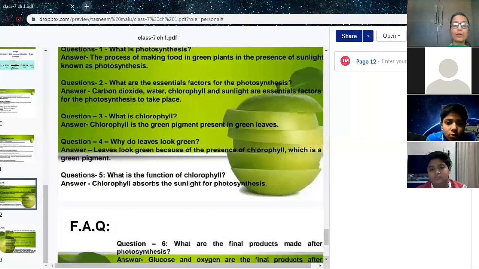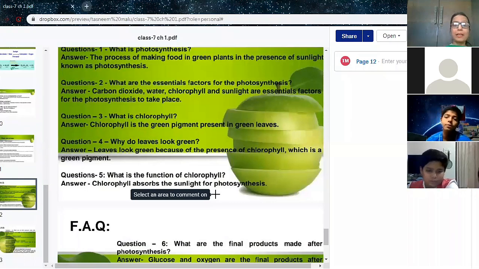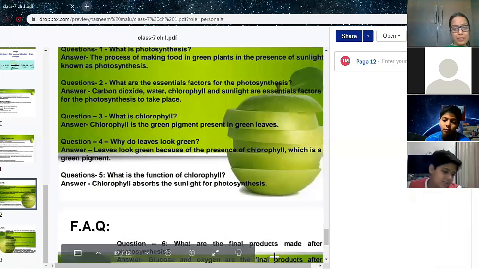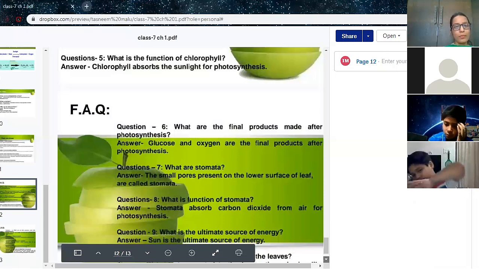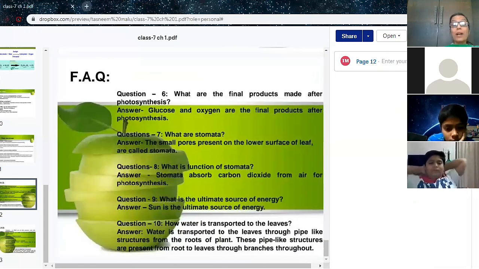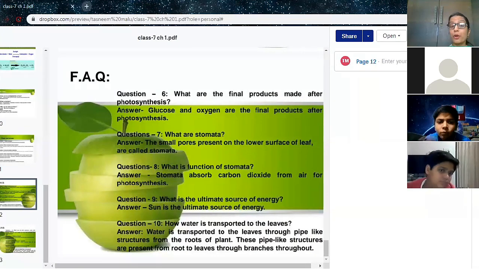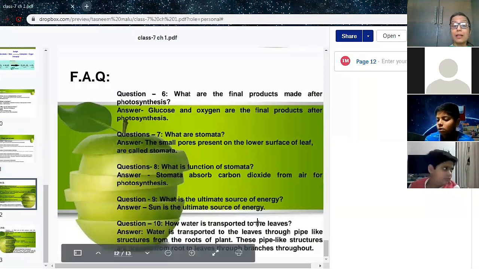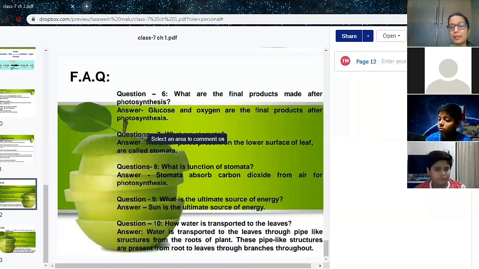What is the function of chlorophyll? Chlorophyll absorbs the sunlight for the process of photosynthesis. Chlorophyll is capable of trapping the light of sun, light energy. Now, what are the final products made after photosynthesis? The main products made after photosynthesis are glucose and oxygen.